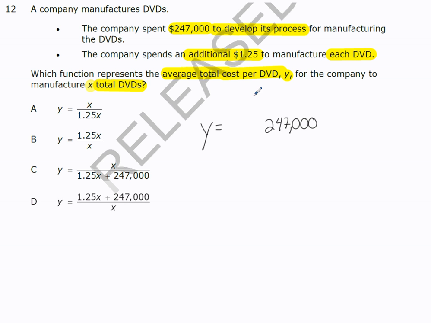Now, each DVD that they make costs an additional $1.25. So that adds to their total cost. So it's $1.25 times the number of DVDs they make. That's going to be added to the original price to develop the process. Now, they're not wanting just the total cost though. They're wanting the average total cost per DVD. So to find the average, you have to divide it by the total number of DVDs, which was X, and that gives us their answer, which is, for this question, D.